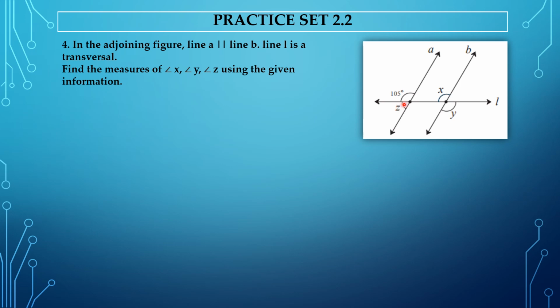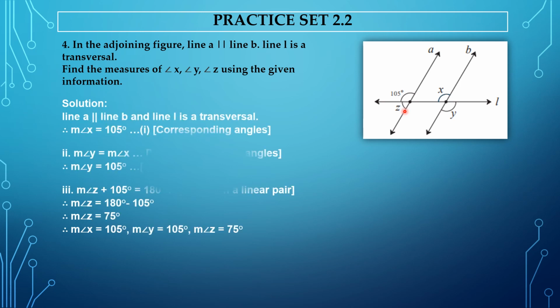Now students, by seeing the figure, can you see we can get angle Z, because 105 and angle Z form a linear pair. So you know the linear pair total measurement is 180 degrees. So you can find angle Z easily and fast. So now let's go for the solution. Line A is parallel to line B and line L is the transversal.